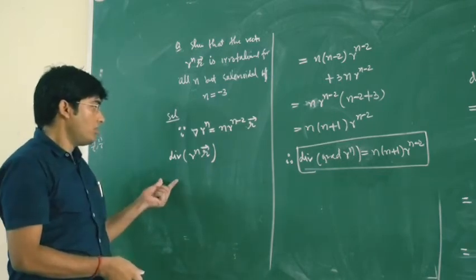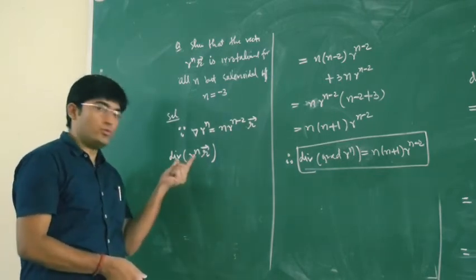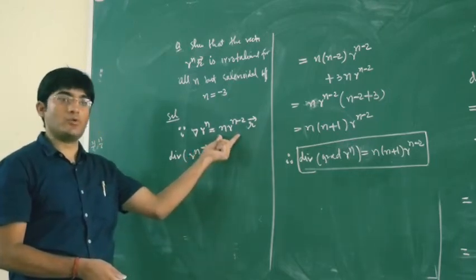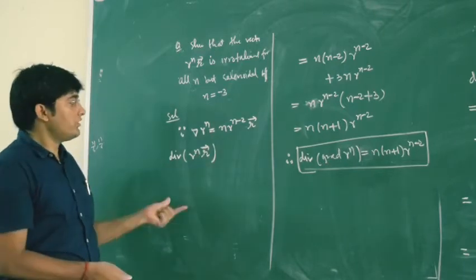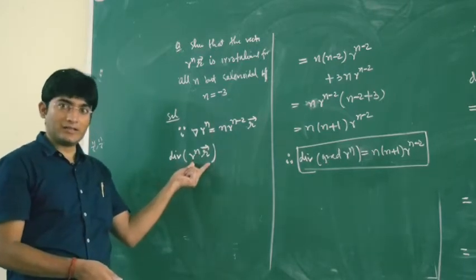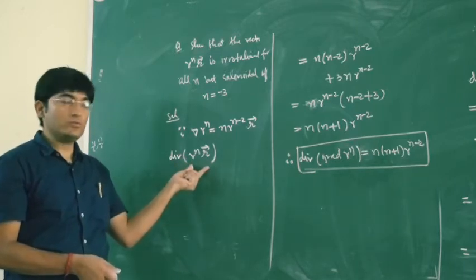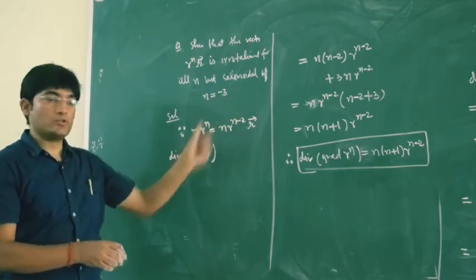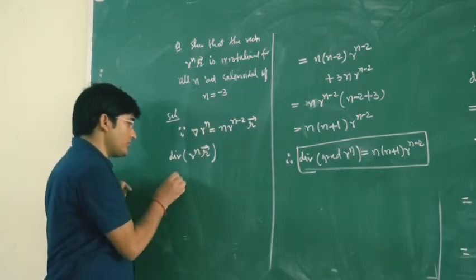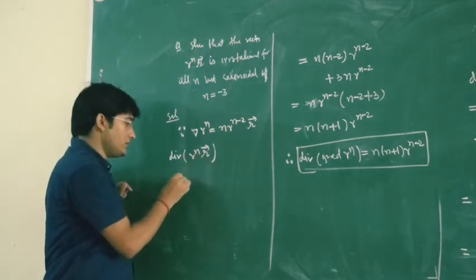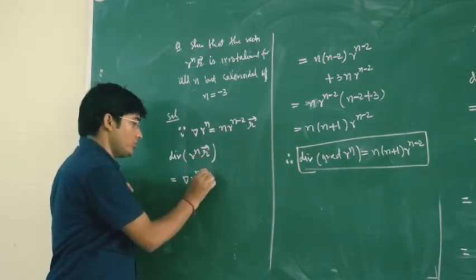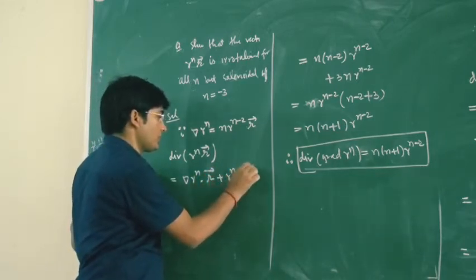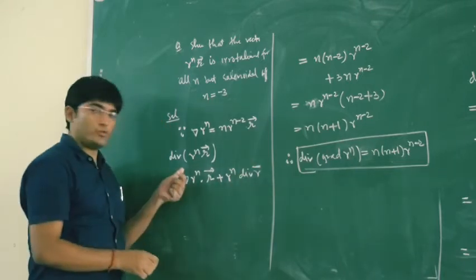Now if you want to apply the formula of divergence of u times v, then use this formula. Otherwise you can also evaluate it directly, and then you can show that this is equal to 0 if and only if n is minus 3. So here I am using the formula of divergence of uv. Divergence of uv is equal to grad u dot v, plus u divergence v. I will also prove it directly.